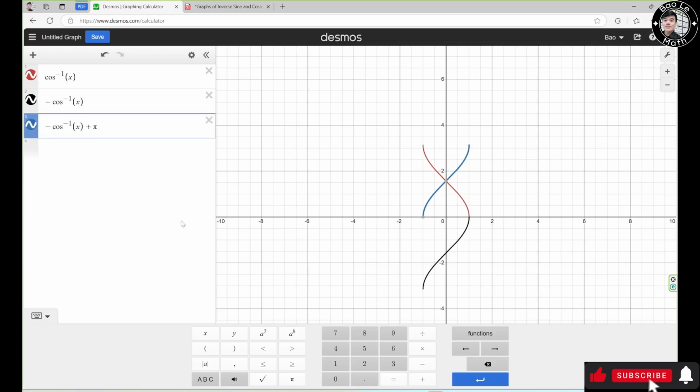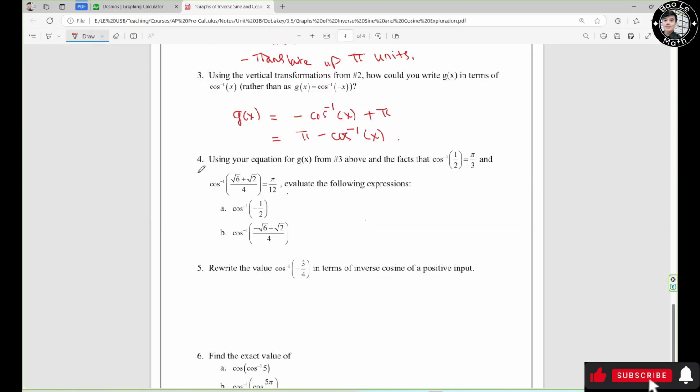So I delete this one. It's going to be the blue one right here. So the blue one is actually this function right here. The blue one and the green one, they are both the same. So keep that in mind. Now let's move on to question 4.